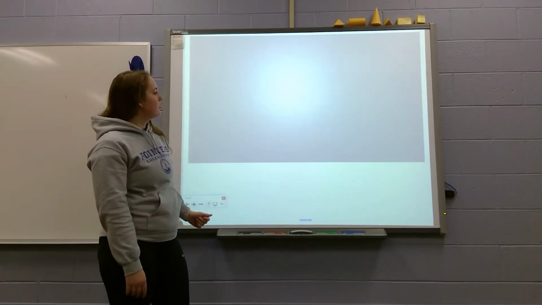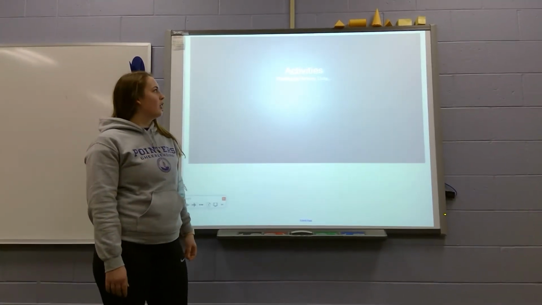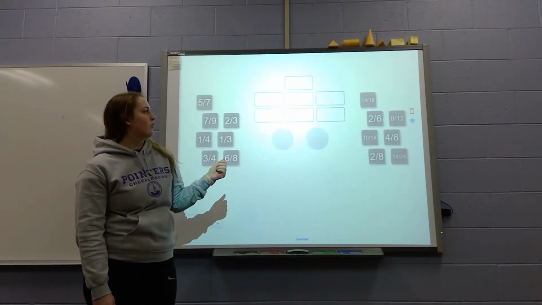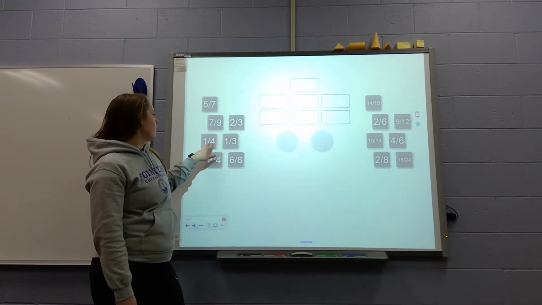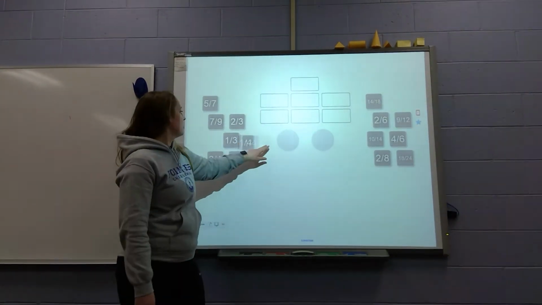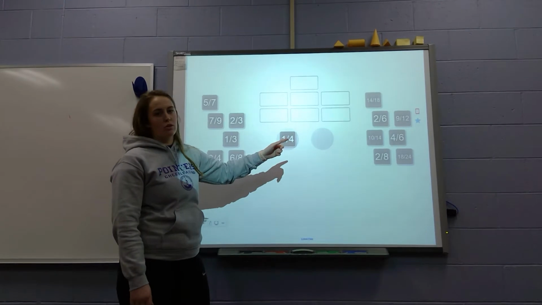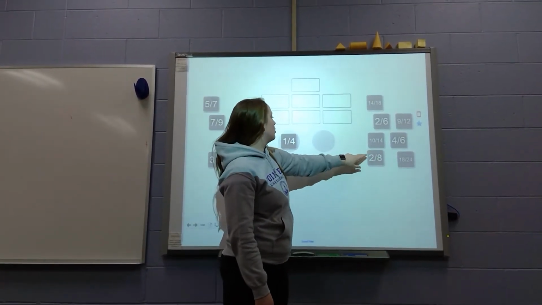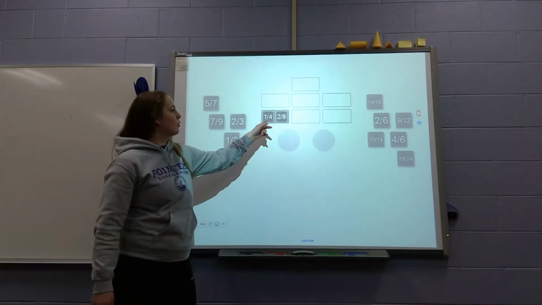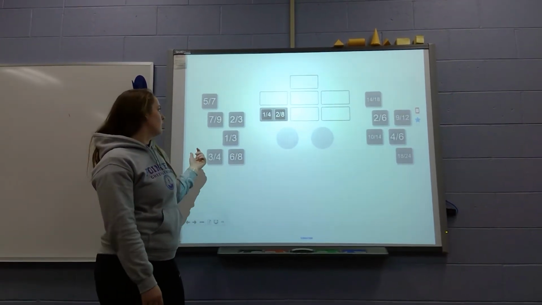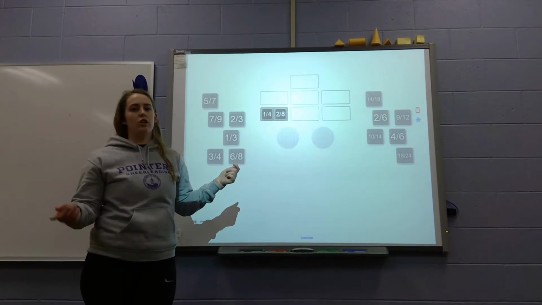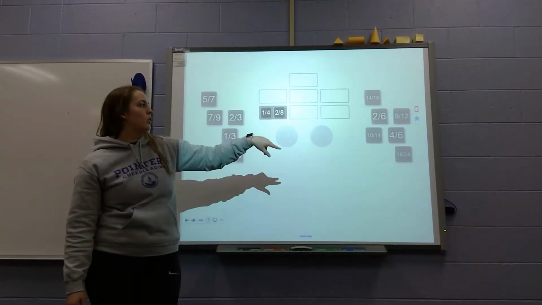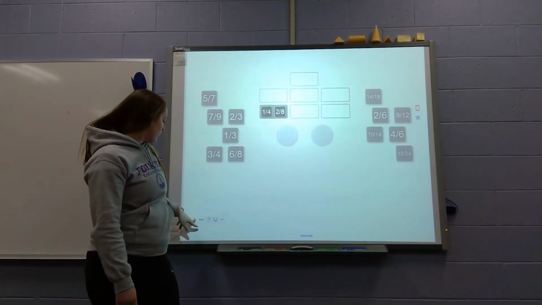Next we would have an activity. This is where they would match equivalent fractions. If they had 1/4 here, the students would take turns coming up to the board and match it up with 2/8. If they got it right, it goes into a box. Right now I just have a few fractions, but I could have enough for an entire class, so each person could come up and find an equivalent fraction in its simplest form.